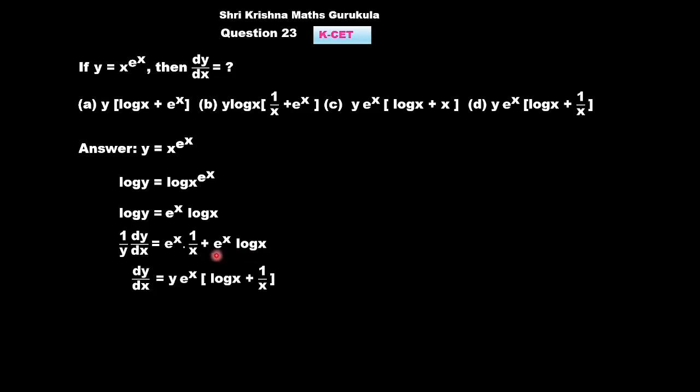Now we can take out e to the power x as a common factor, then cross multiply y with that. So dy by dx is equal to y e to the power x into log x plus 1 by x. So if you check the options, the right answer is option D.